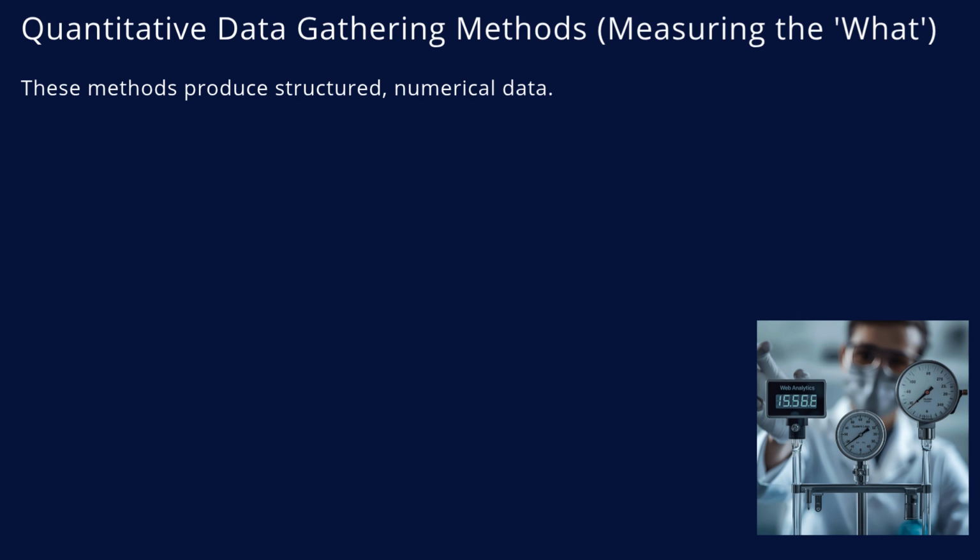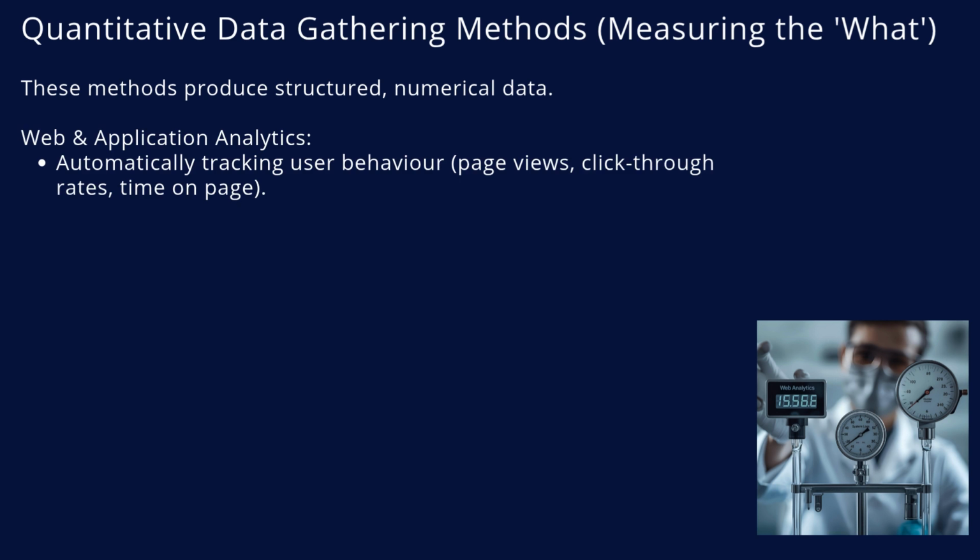Let's look at some of the most common methods for gathering that hard, numerical, quantitative data. A huge source of quantitative data is web and application analytics. Every time you use a major website or app, your clicks are being recorded. Tools like Google Analytics automatically gather vast amounts of data on user behavior, how many people visited, which pages they looked at, how long they stayed, and which buttons they clicked.